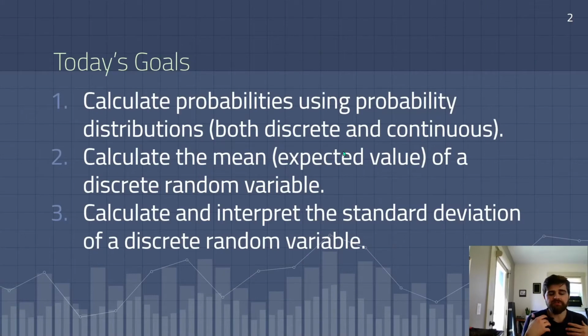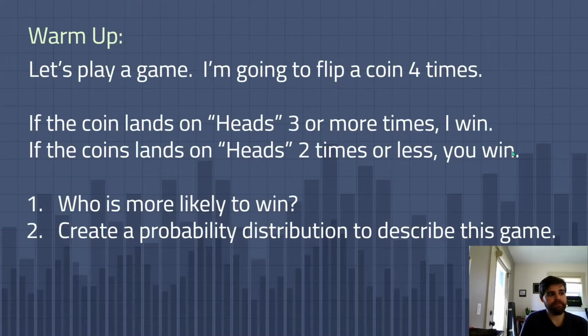Our goal is to figure out how to calculate probabilities using probability distributions, either discrete or continuous. We'll get to mostly discrete ones today. We're going to look at calculating the mean, also known as the expected value of a discrete random variable, and we'll be calculating and interpreting the standard deviation of a discrete random variable. So if that's what you're looking for, here we are.